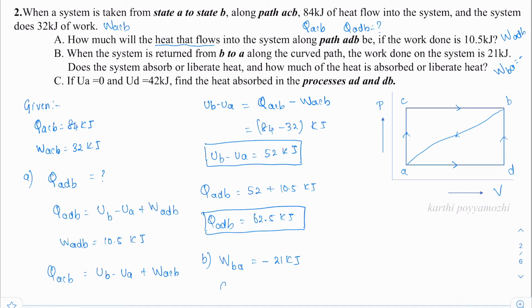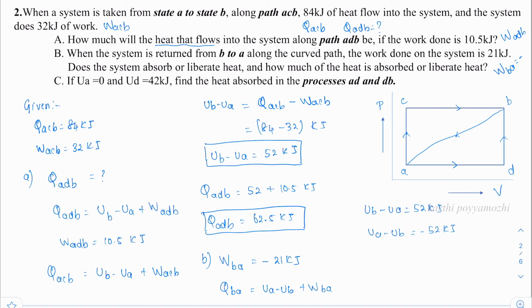So we have to find Q of BA, and from the first law of thermodynamics we have UA minus UB plus WBA. We have the value of UB minus UA, that is the change in internal energy for the path A to B, and we can use the same value for this equation too. That is, UB minus UA is equal to 52 kilojoule, and we can write UA minus UB as minus 52 kilojoule.